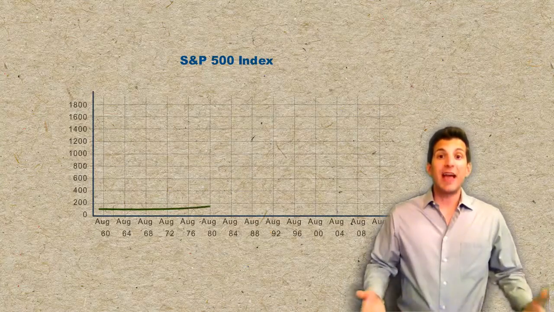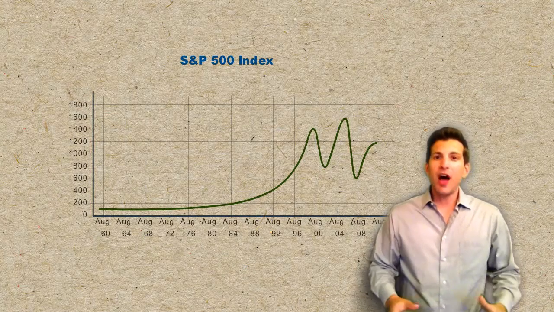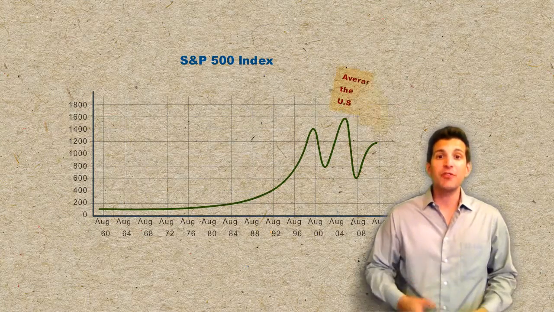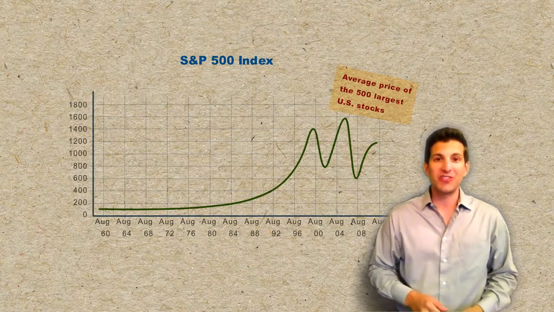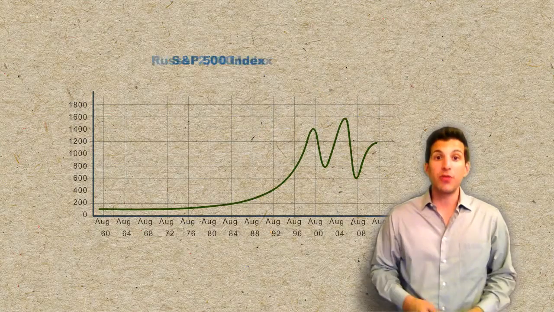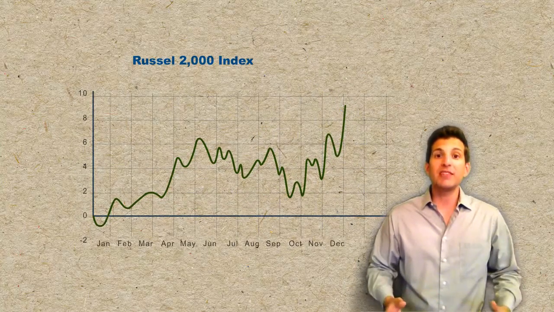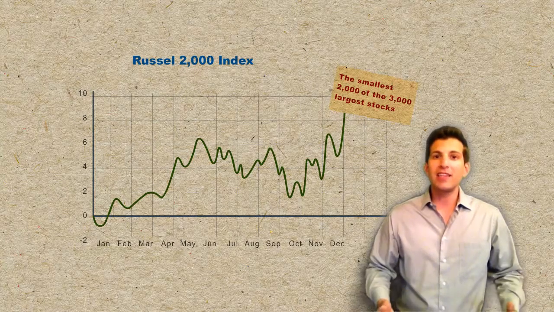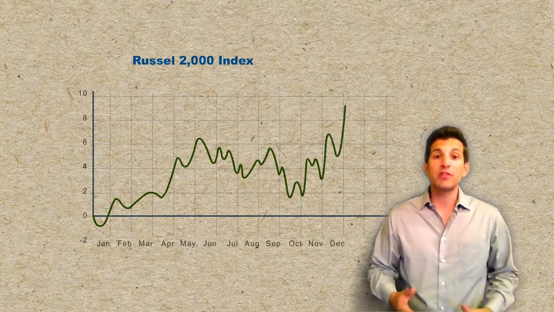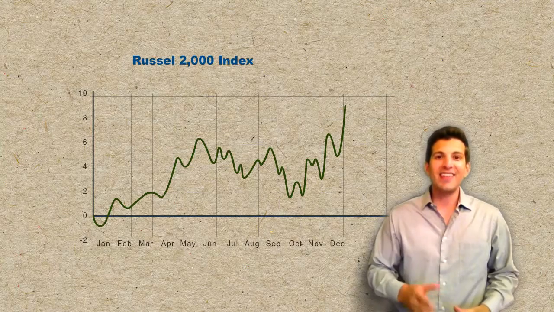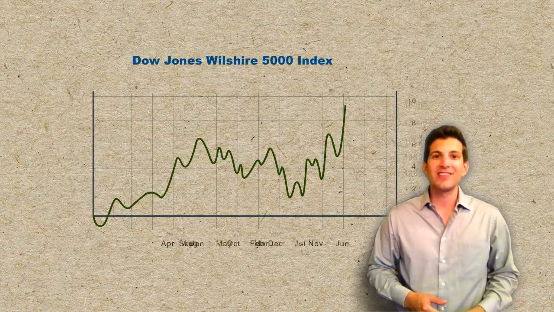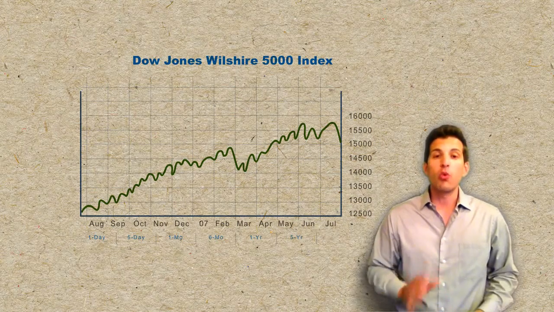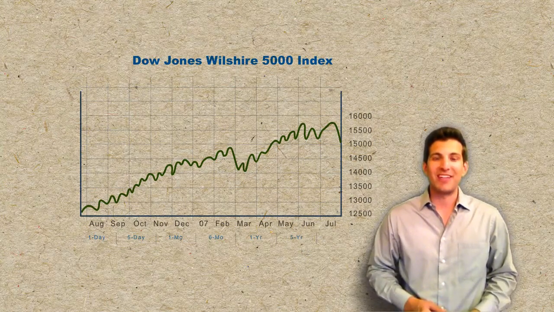Let's look at some of the examples of indexes. The most commonly used one is the S&P 500 index, which represents the average price of the 500 largest stocks. Then we have the Russell 2000 stock index, which is based on the smallest 2,000 of the 3,000 largest stocks. It is widely used as the indicator of the performance of small stocks. And then there's the Dow Jones Wilshire 5000 stock index, which is based on all the prices of all the stocks regularly traded in the US stock market.